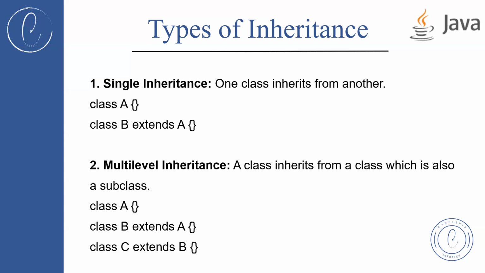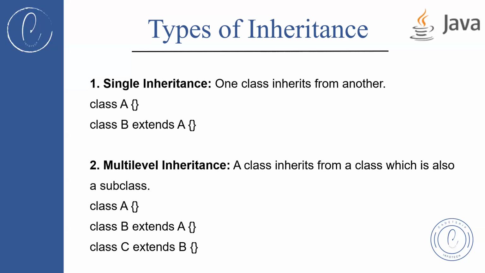So next, let's come forward to the next type of inheritance. The next type of inheritance is multi-level inheritance. So what is multi-level inheritance? In multi-level inheritance, there is a chain of classes where a class inherits from another class, which in turn inherits from another class. So a class inherits from a class which is also a subclass. As you can see here, we have a class A and then we have a class B which is extending class A, and then we have a class C which is extending the subclass B.